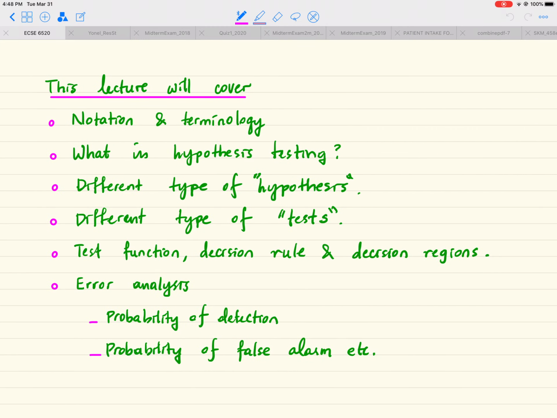Alright, so what will this lecture cover? We will cover some notation and terminology. I will define what a hypothesis testing is, different types of hypotheses, different types of tests, test function, decision rule, and decision regions, and finally touch upon the error analysis. How do we quantify the performance of a detection or a classification problem?